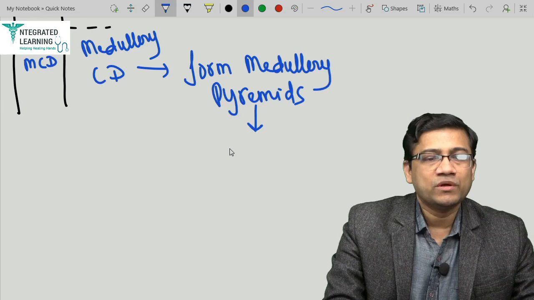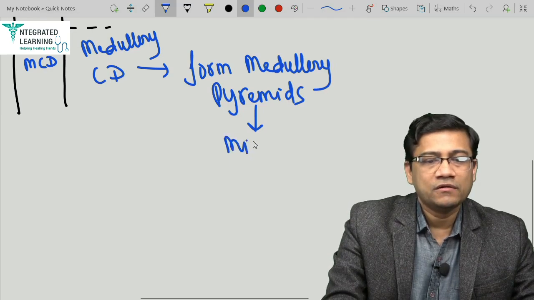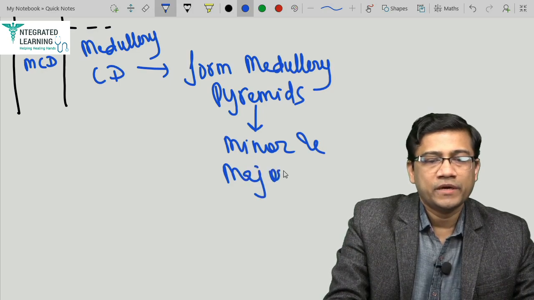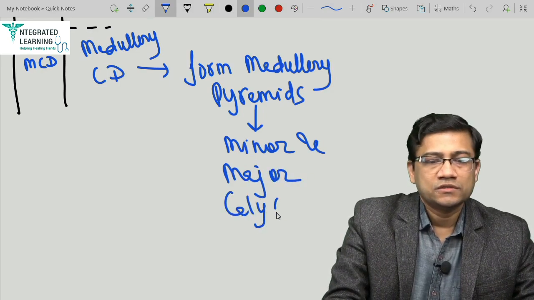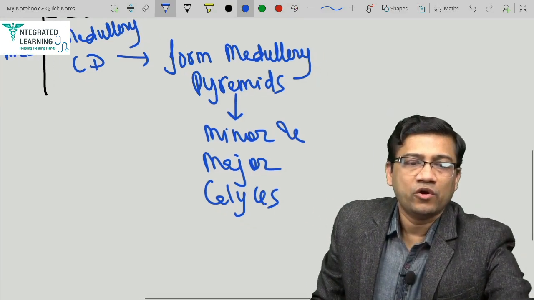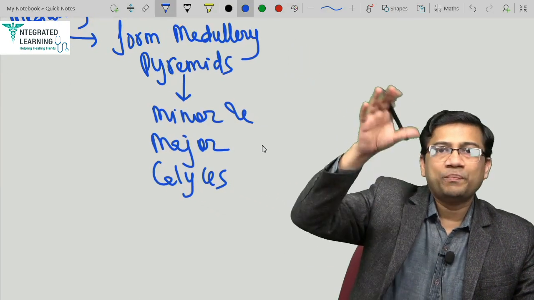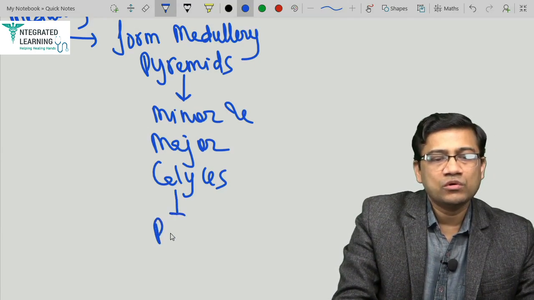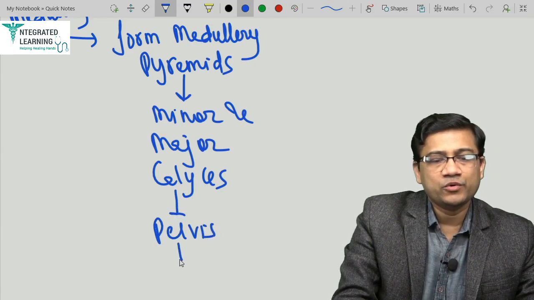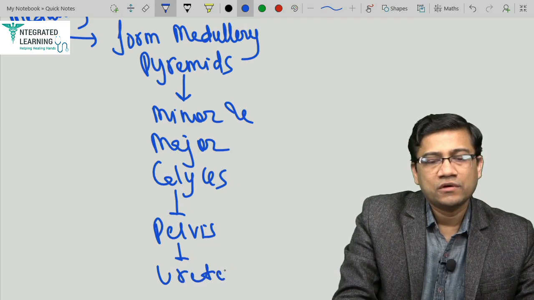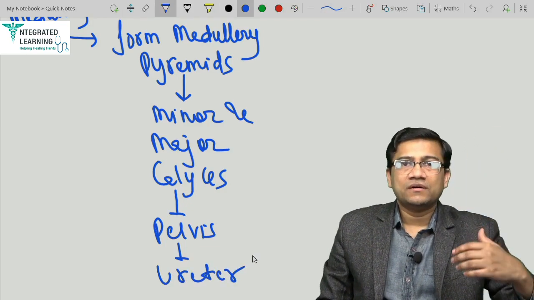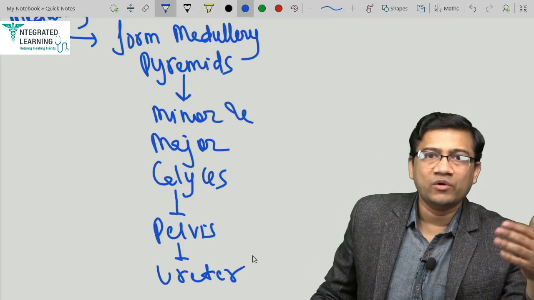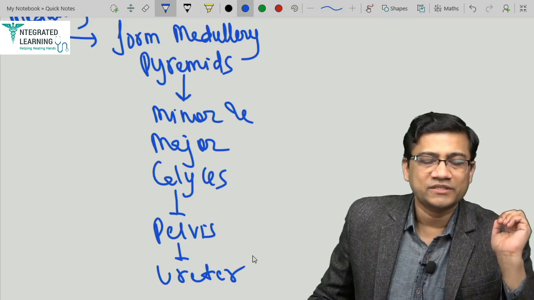The pyramids will then take the urine to which structure? They will take it to the pelvis via minor and major calyces. This is an anatomy topic, where they describe the anatomy of the kidney, so I'm just giving you a basic idea. Pyramids take the urine to the calyces, and from the calyces it goes to the pelvis and finally to the ureter, then bladder and urethra. So that is the basic diagram and flow chart for explaining the nephron and how it is connected to the urine passage.